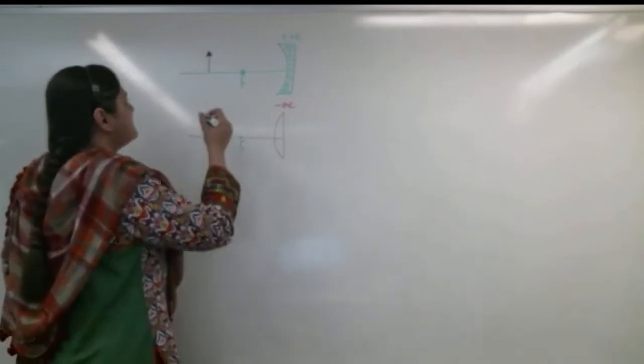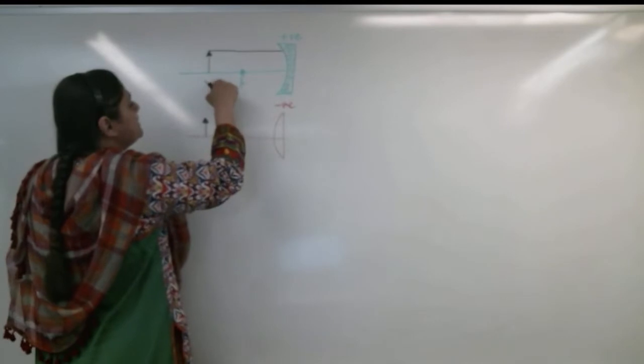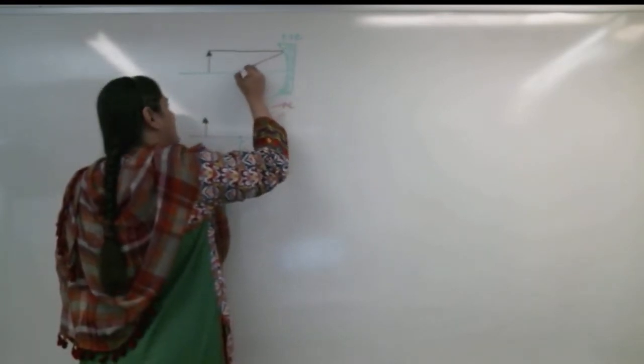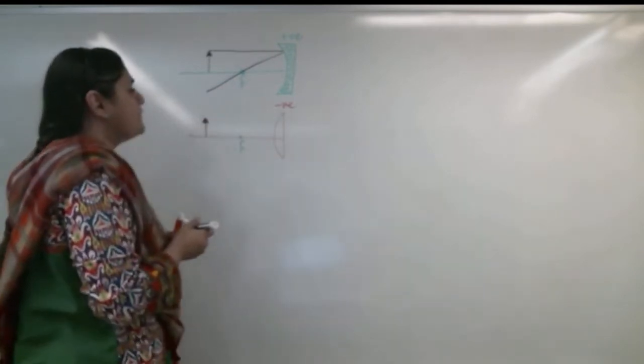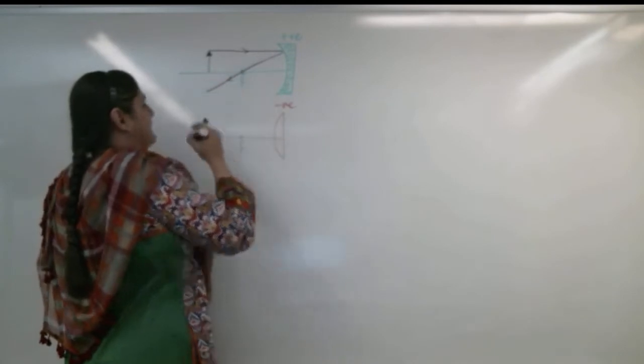So for the first case, I want to do my principal axis. What did I know about my principal? My principal axis is going to go straight parallel to the optical axis until it hits the mirror, and then it's reflected back through the focal point. So it's going to go this way and that way.